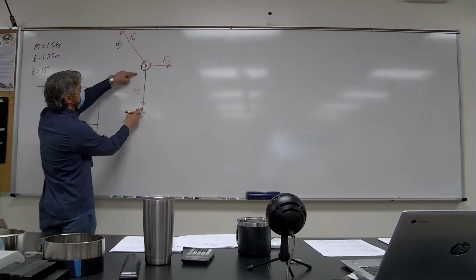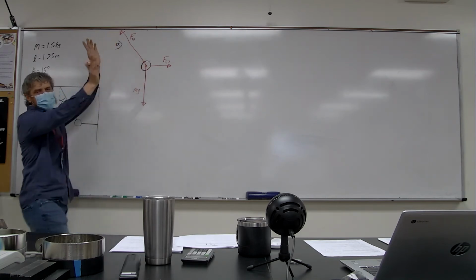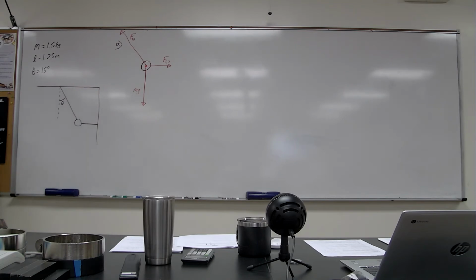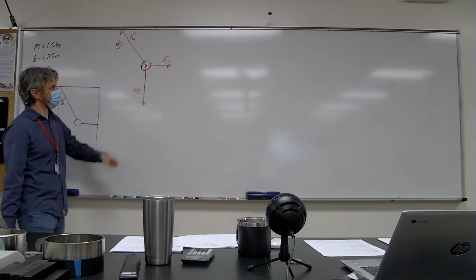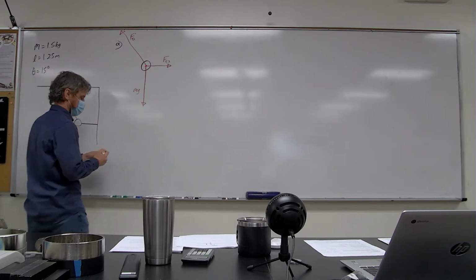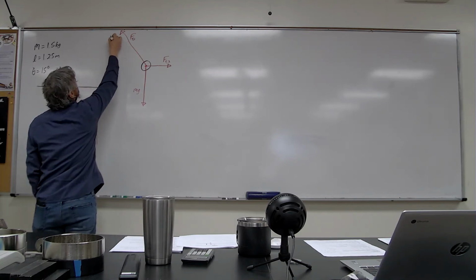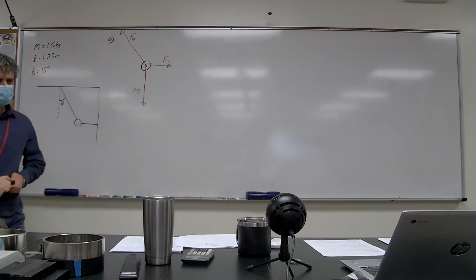Notice if I took mg and I lined it up to the tip of this one, and I took FT2 and put it there, I get a triangle, right? And the last arrow points directly towards the tail of the first arrow. When we do our decomposition, though, it'll be a little more obvious. Okay, so that's number A.